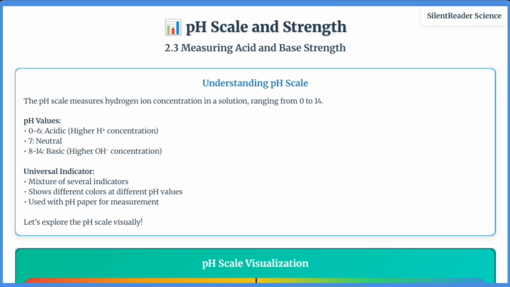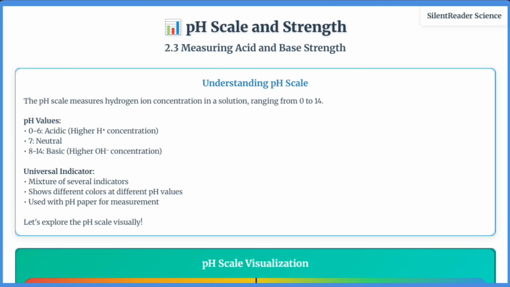Now let's understand how we measure the strength of acids and bases using the pH scale. The pH scale ranges from 0 to 14 and measures the hydrogen ion concentration in a solution. Values from 0 to 6 represent acidic solutions, with lower values indicating stronger acids. A pH of 7 is neutral, and values from 8 to 14 represent basic solutions, with higher values indicating stronger bases. We use universal indicator, which is a mixture of several indicators, to measure pH.